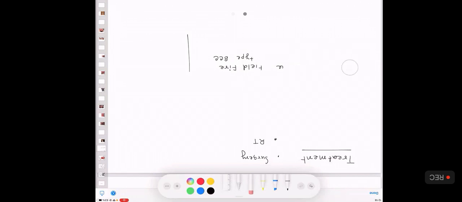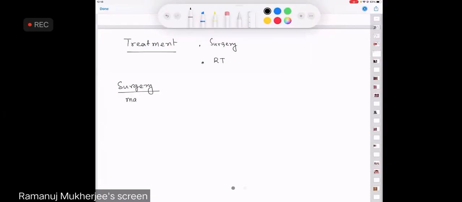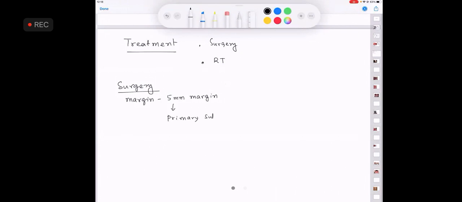Now in surgery, remember that the only thing to note about it is that the margin that you take can be a maximum of 5 millimeter margin. Okay, and this is followed by a primary suturing or a skin grafting. So this finishes your question on surgery.